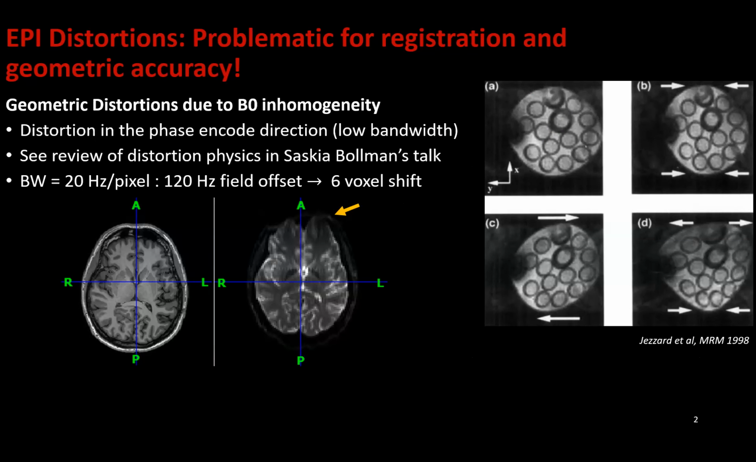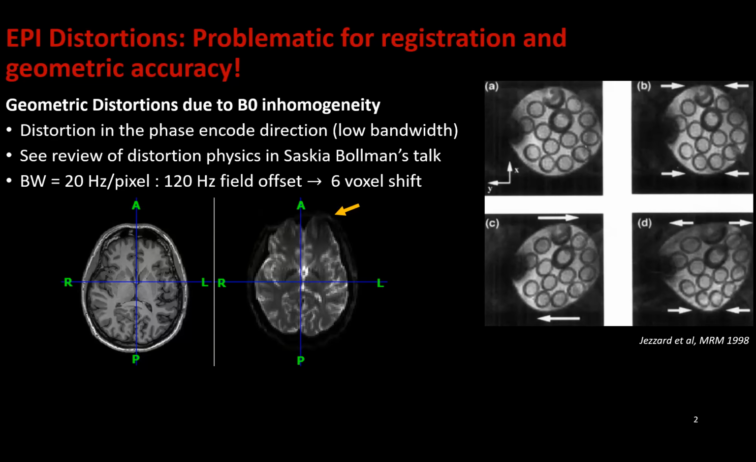Thank you. Yeah, so I want to first thank both Saskia and Renzo for covering a lot of the physics and challenges of distortions yesterday, but still a quick recap. If you want a more detailed recap, please see Saskia's slides. So we know geometric distortions due to B0 inhomogeneity is what we refer to as EPI distortions, right? You can look at these images and you can see that they're just stretched weirdly, and the geometry is completely off in the EPI images.